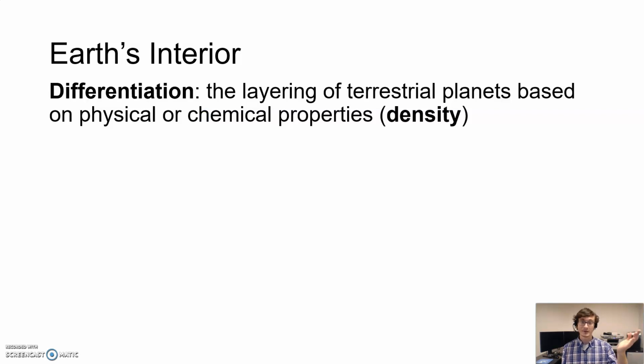So our term for this is differentiation. This is the process that has given Earth its layers. And it's not just Earth, it's true for all of our terrestrial planets.